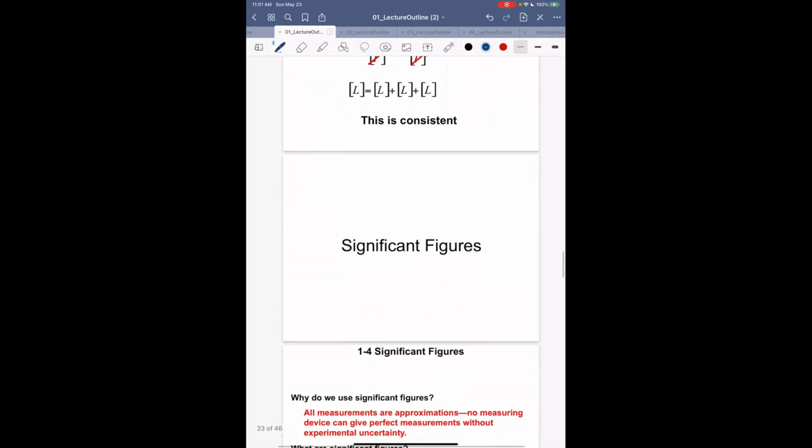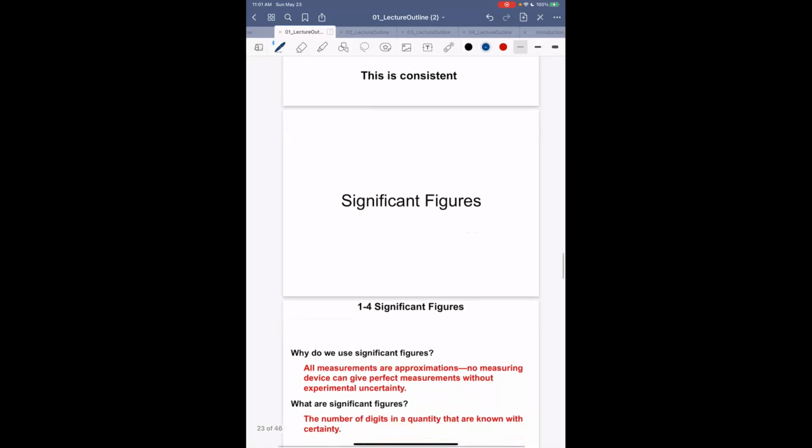Okay, now for significant figures, why do we use significant figures? First, in the lab you're going to find most of the time I'm going to ask about the rubric. I'm going to say, oh, there you should have your number of figures consistent. Okay, why are we using these? Because all measurements are really approximations. We cannot have an exact measurement, okay?